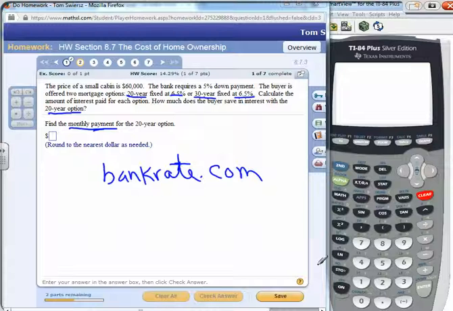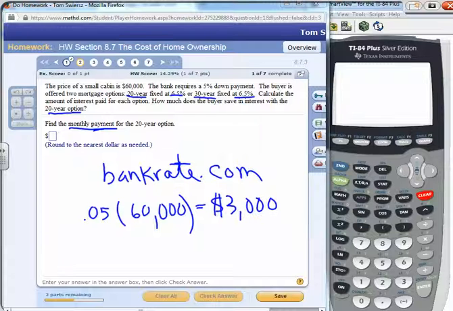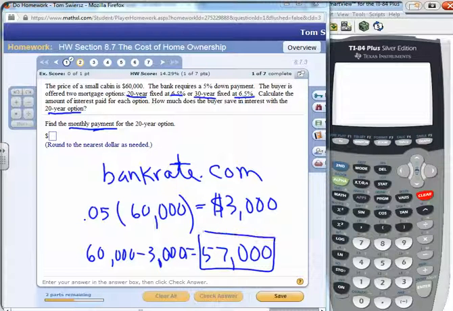Now, be careful. The amount of the mortgage we have to find: the down payment is 5% of $60,000, so 5% of $60,000 is $3,000. You can do that on your calculator. So 60,000 minus 3,000 gives us, of course, a $57,000 mortgage, and we're going to do 20 years at 6.5%.